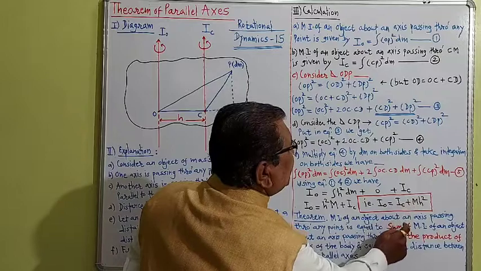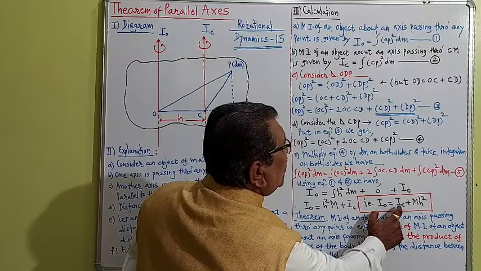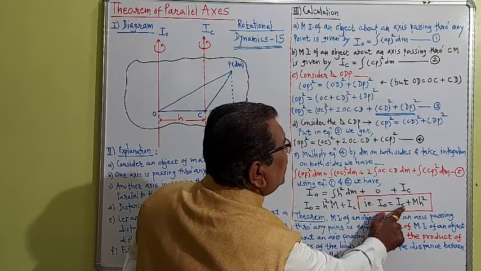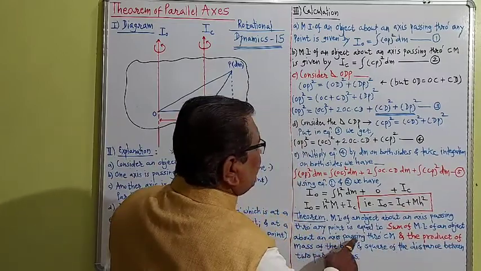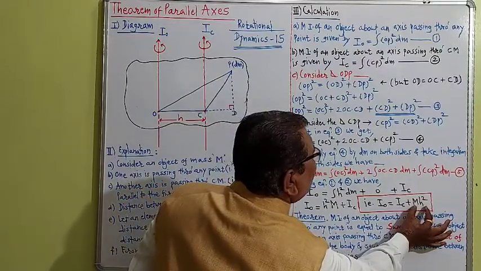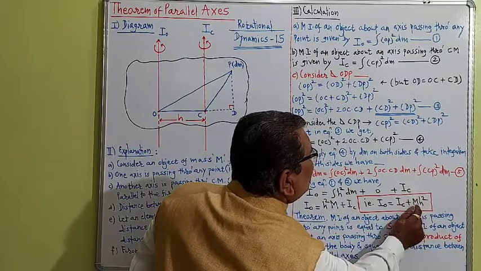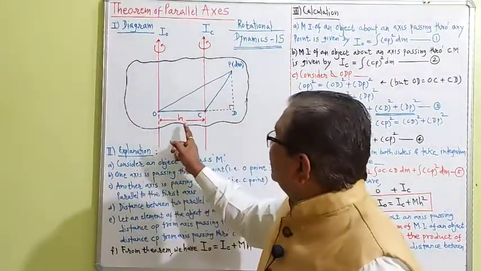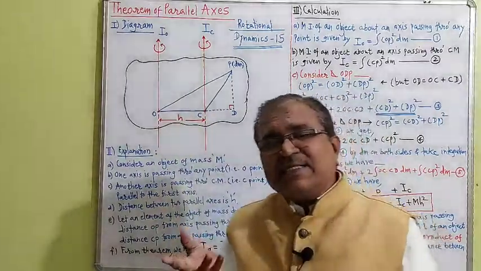Take the sum of, and write down the description of IC. What is the description of IC? Moment of inertia of a body about an axis passing through center of mass, and the product of the mass of the object. And what is h square? H square is nothing but the square of the distance between two parallel axes.